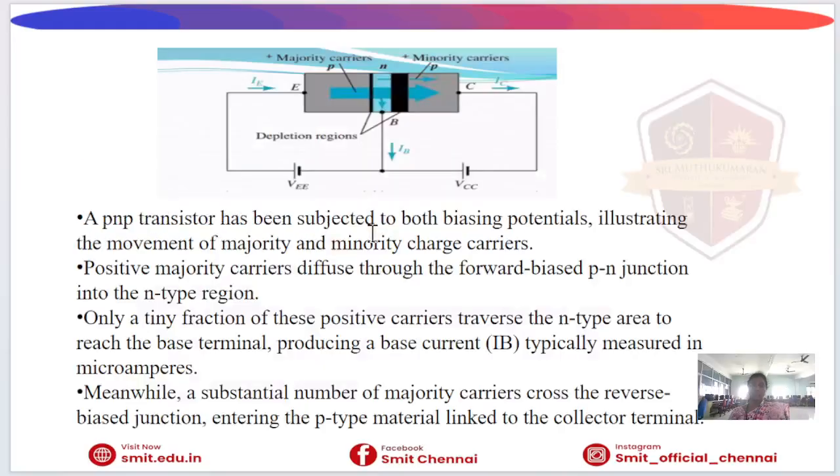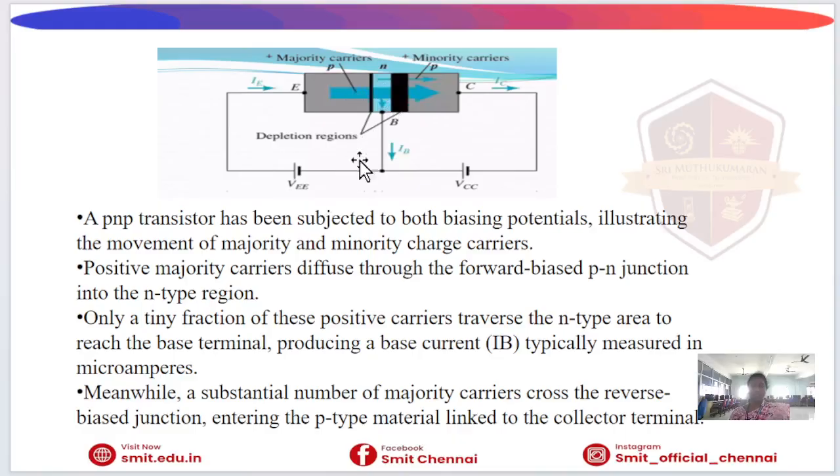So first one is the forward bias junction. When the emitter base junction, this is the emitter, this is the base, this is the emitter base junction, is forward biased, majority carriers gain energy. So they move across the junction. In a PNP transistor, holes move from the emitter to base. This movement initiates the current flow. So there is current flow between the emitter and base.